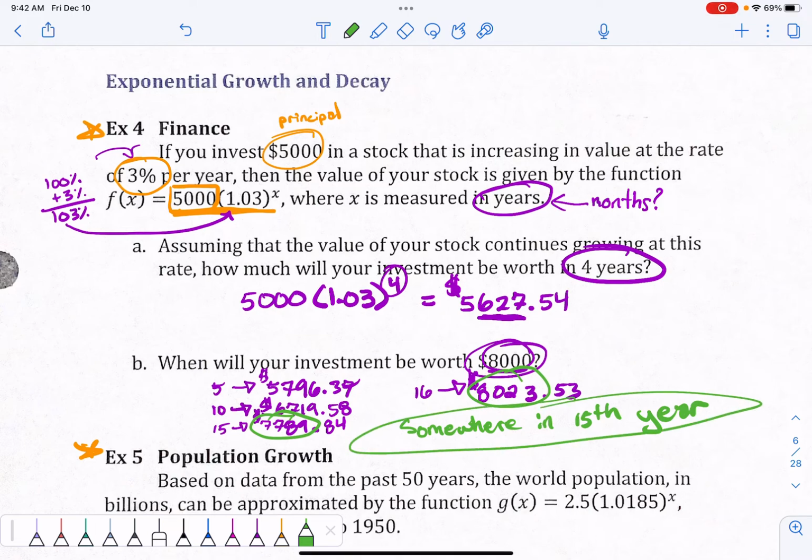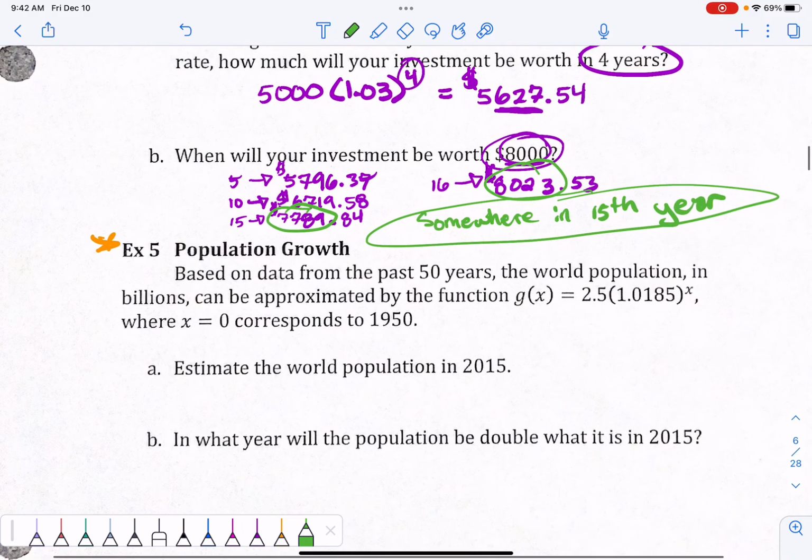So somewhere in the 15th year, between year 15 and 16. Okay. All right. Again, we're just plugging numbers in.